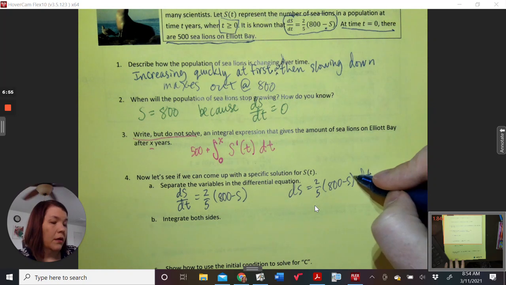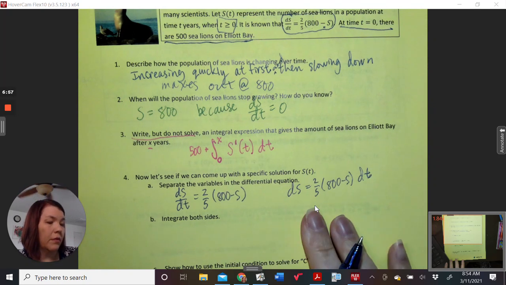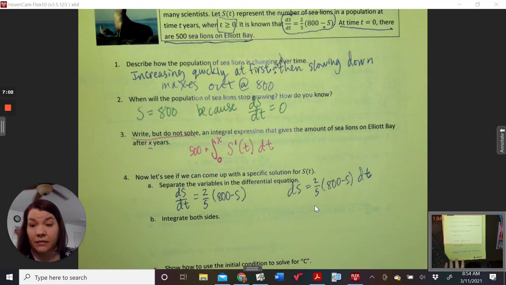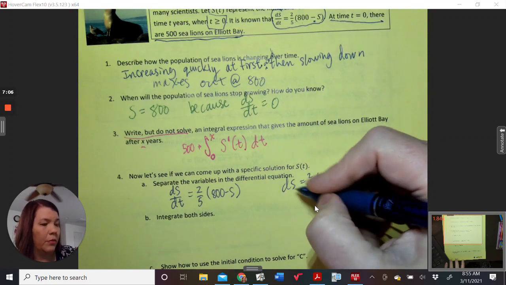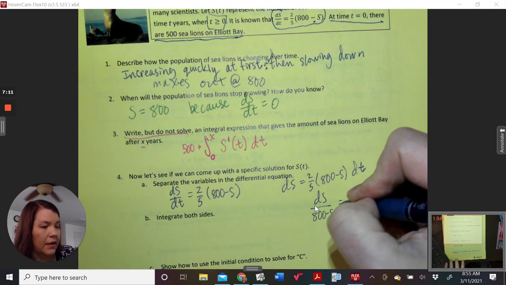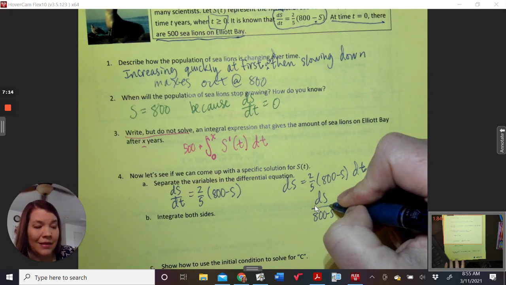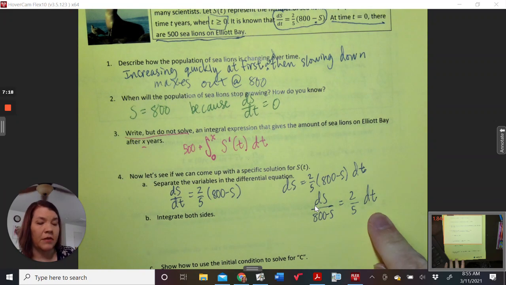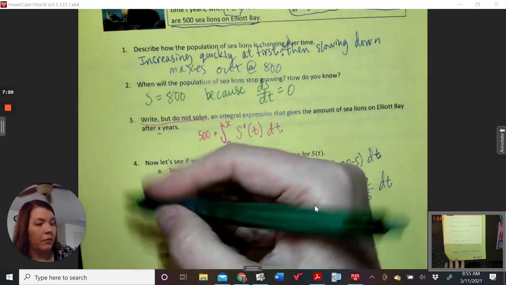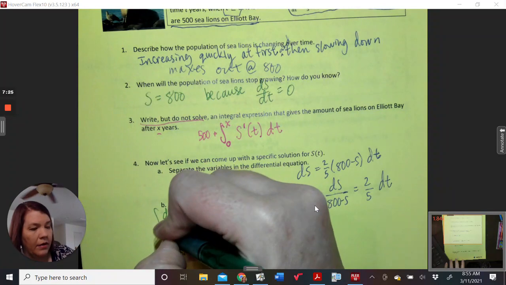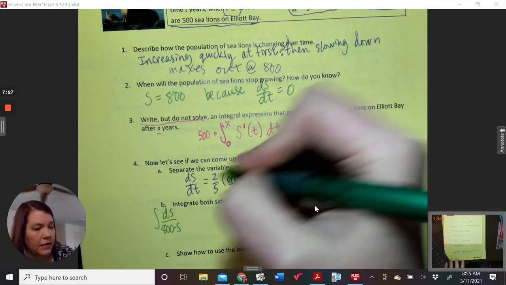So I need to move this over there. Remember, I can divide. It's the easiest way. Dividing and multiplying are my two tools, because it's got to stay as a group. So I will end up with ds over 800 minus s equals 2/5 dt, because again, the less that's with s, the better. So there I've separated. Now we're going to integrate both sides. The integral of ds over 800 minus s equals the integral of 2/5 dt.